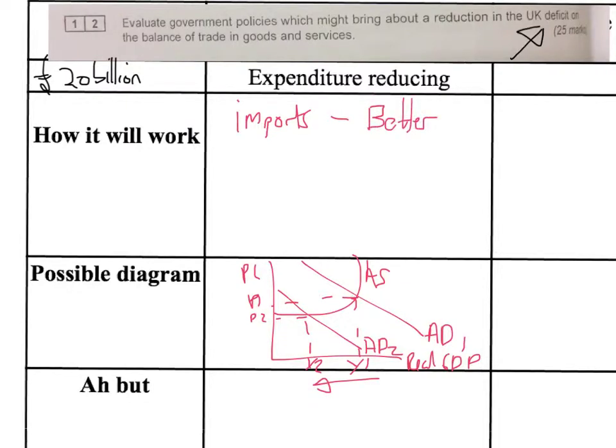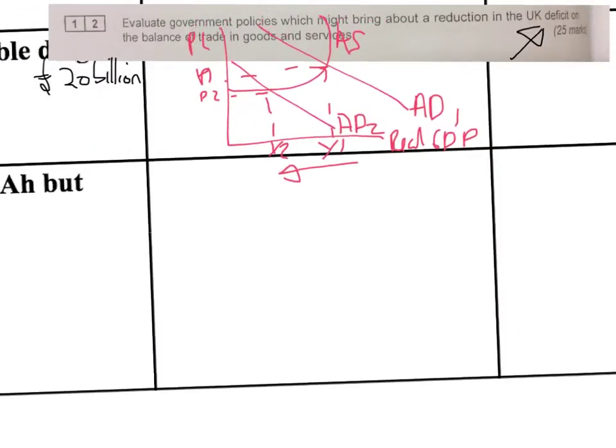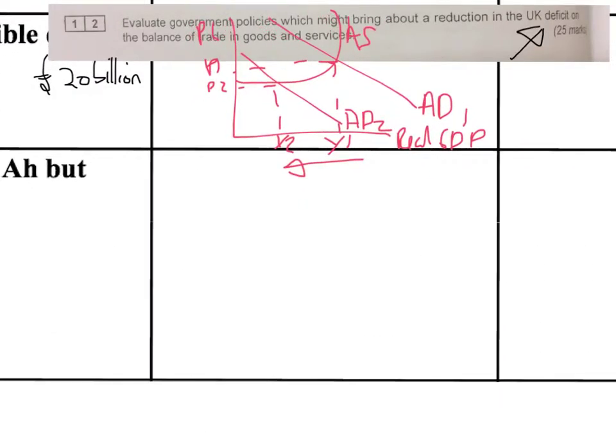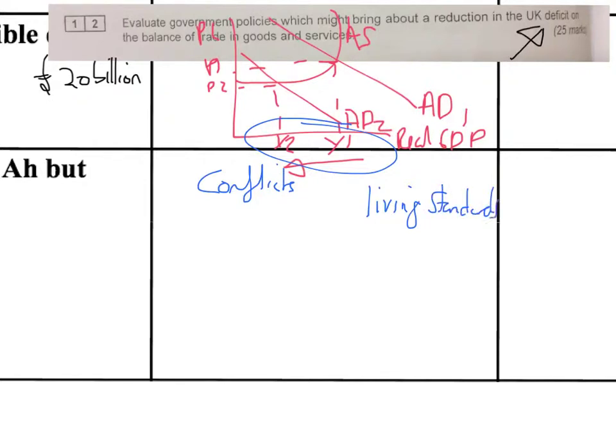Now, we all know that's a stupid idea because as AD goes down, there are going to be lots of other problems. The R but is, and you can put it here, conflicts with other objectives. So at the same time as we're getting a better trade balance, the problem is we're getting a reduction in growth. So that's bad for people's living standards. And also it's bad because if there's less growth, there'll be an increase in unemployment, and you can talk about that being cyclical unemployment.